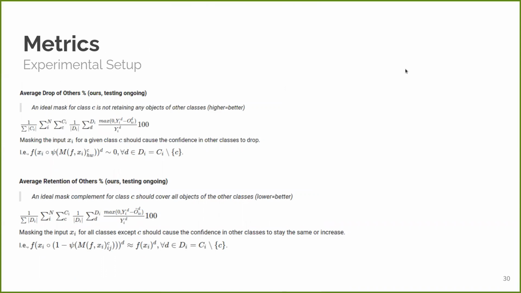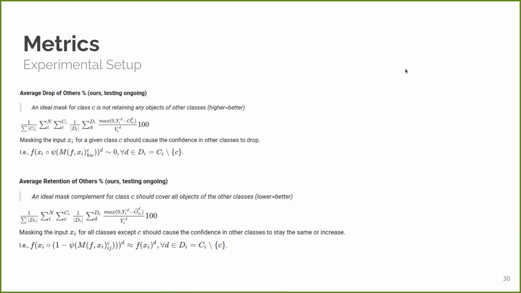We also propose the average drop of others and average retention of others metrics. The first one measures if the explaining map for class C is also retaining discriminative features for the other classes. We expect accurate explaining methods to have a high average drop of others. Finally, the average retention of others metric attempts to measure if the complement of the explaining map for class C covers all objects of the adjacent classes. In other words, we expect accurate explaining methods to have a low average retention of others.